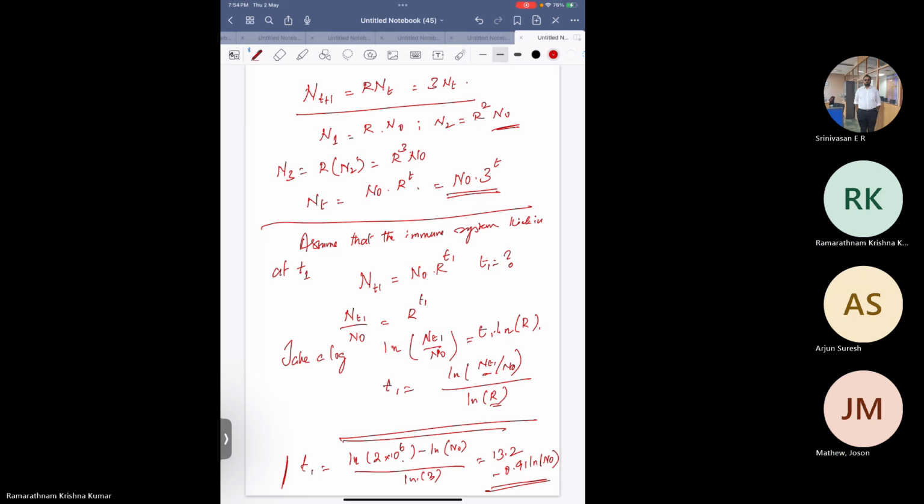Yes, sir. If it is a lot more, the immune system kicks in faster. So more severity means it acts faster. Yeah, the immune system acts faster. But is that mandatory? No.